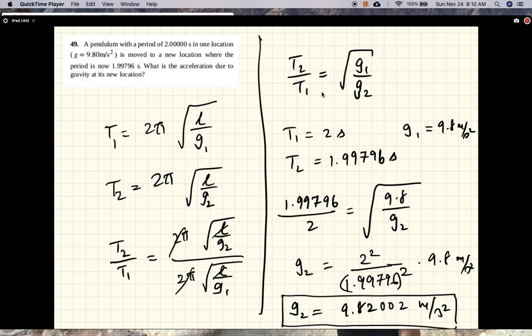So again, using a pendulum and a very accurate measurement of the period, you can find g at various locations. And a higher g could be indicative of ores underground and stuff like that. Anyway, that finishes this problem.